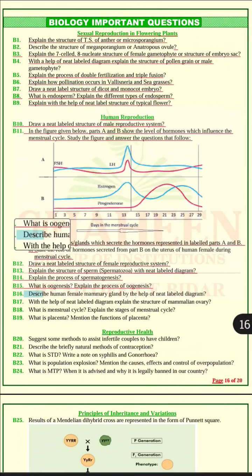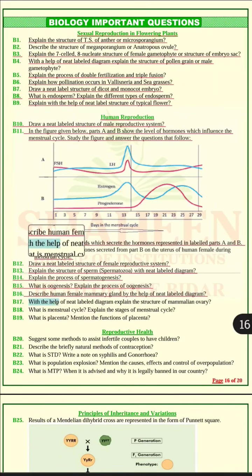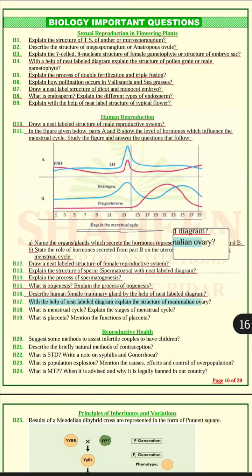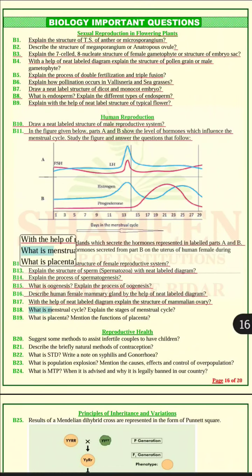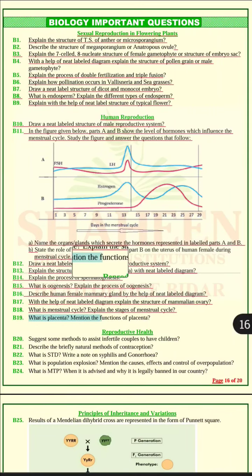Question number 16, describe human female mammary gland with the help of neat labeled diagram. And question number 17, with the help of neat label diagram, explain the structure of mammalian ovary. And question number 18, what is menstrual cycle? Explain the stages of menstrual cycle. What is placenta? Mention the function of placenta.